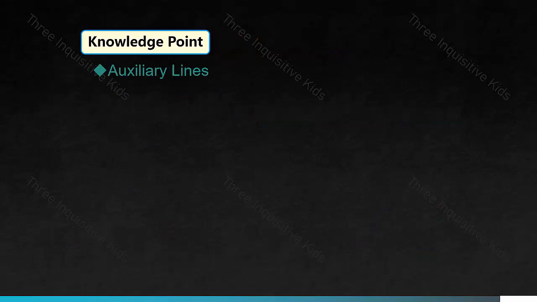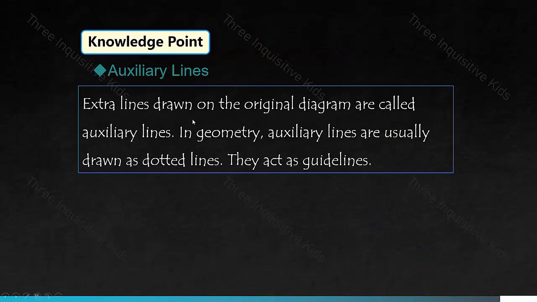Knowledge point. What are auxiliary lines? Well, these lines are extra lines drawn on the original given diagram, and they are called auxiliary lines. And usually when you're solving a geometry problem, they can act as guidelines or help you look at the problem from another point of view.